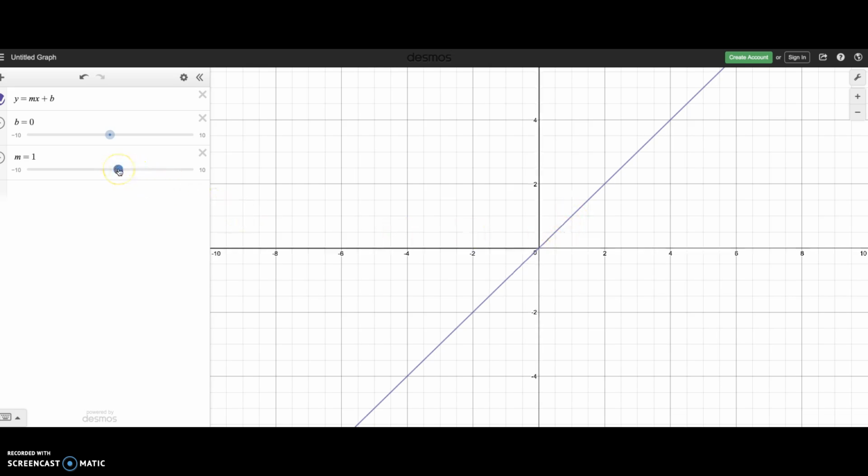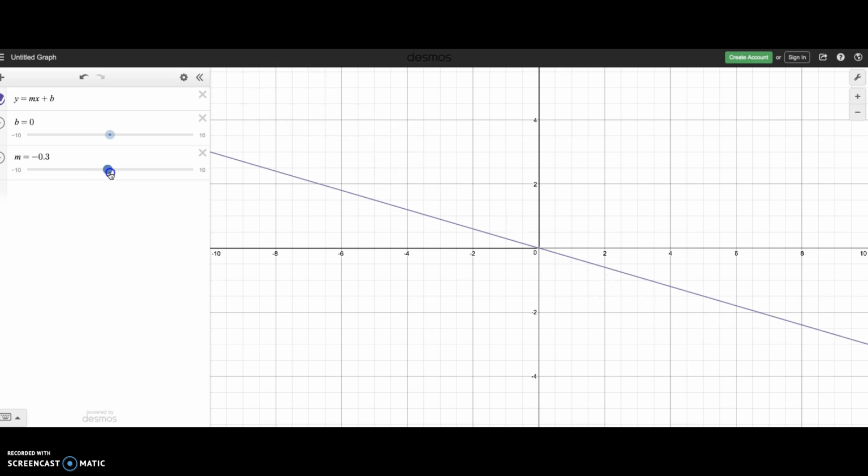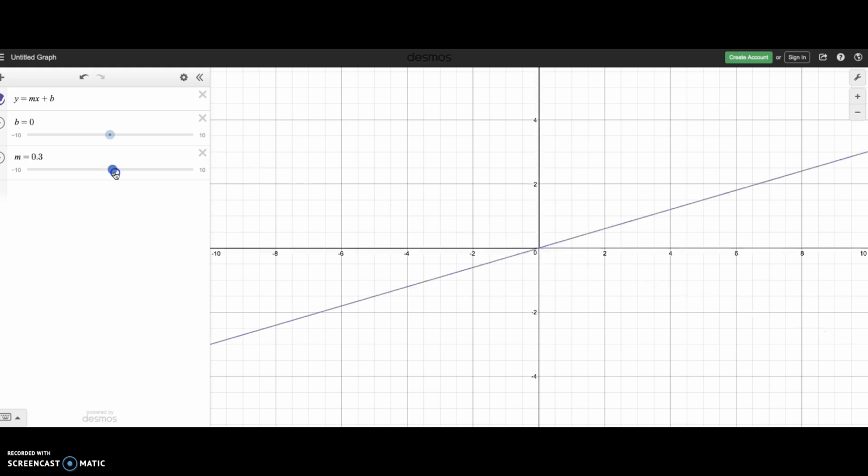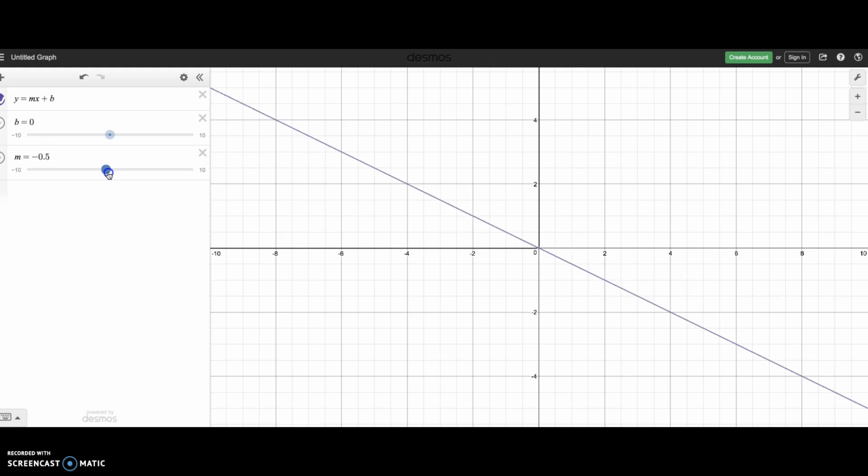Now notice, if I adjust my slope and I make my slope negative 1, what happens to my graph? I can see what happens. If I give it a slope of 0, it's a straight line. If I give it a slope of 7, it's steep. If I give it a slope of maybe 1/3, it's not quite as steep, and that's negative 1/3. So here's positive 1/3 going up. So the slider is showing us what's happening to the graph.